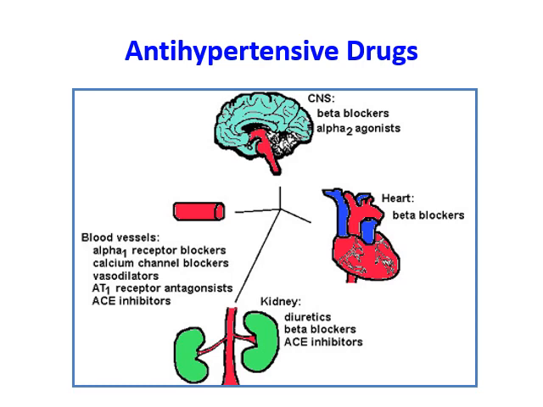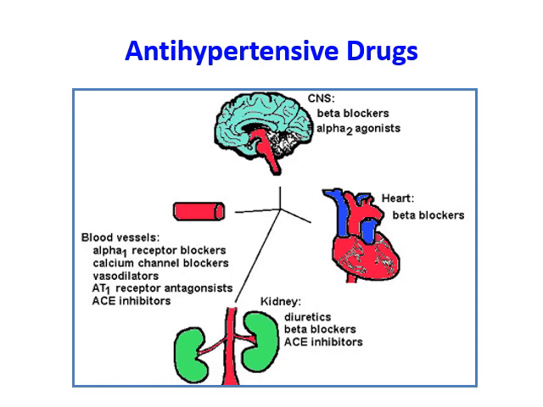At the level of the drugs, at the level of the CNS, we can give beta blocker and alpha-2 agonist. At the level of the blood vessel, we can give alpha-1 receptor blocker, calcium channel blocker, vasodilator, angiotensin 1 receptor antagonist, or angiotensin converting enzyme inhibitor. At the level of the kidney, we give diuretics, beta blocker, angiotensin converting enzyme inhibitor. At the level of the heart, we can give beta blocker. This is the principle of the management of a case of hypertension.